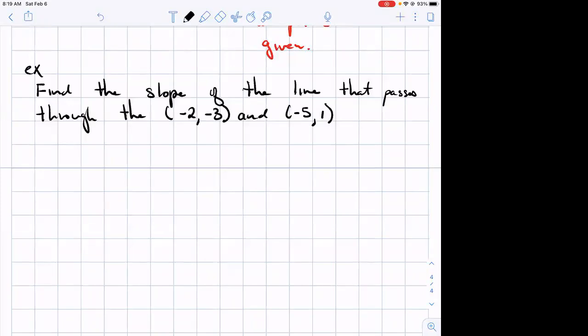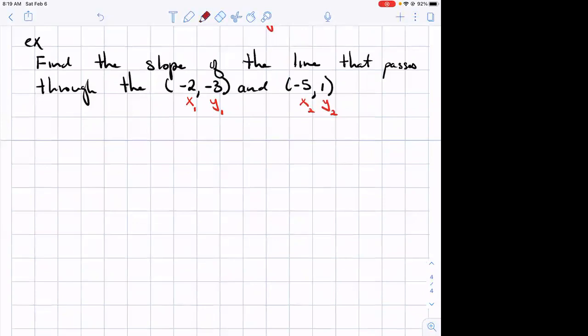Now we have seen before that every point consists of an x and a y. Okay? And since we have 2 of them, it doesn't matter. I'm going to call this the first point and call this the second point. It doesn't matter if I had called this the first point and this the second point. It doesn't matter. Okay? But you have to decide. Now you're asked to find the slope and you're given 2 points. So we will use the slope formula.